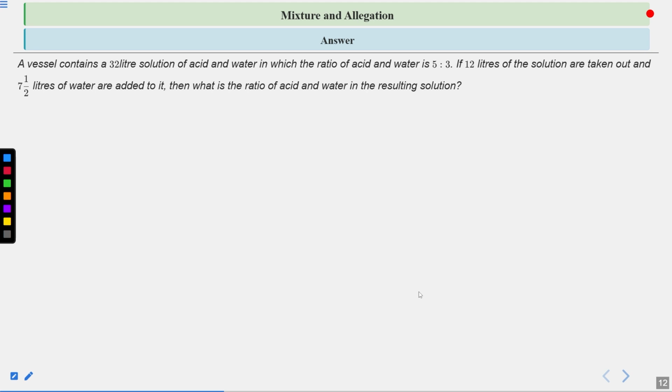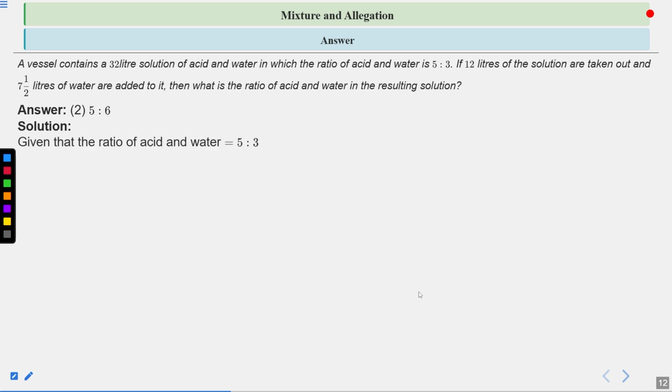Then 7.5 liters of water are added to it. What is the ratio of acid and water in the resulting mixture? So we can calculate it. The correct answer of this question will be the second option, which is 5:6. Now see the detailed solution of this question.